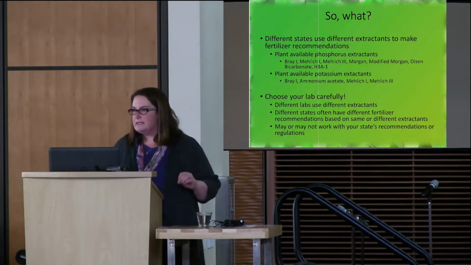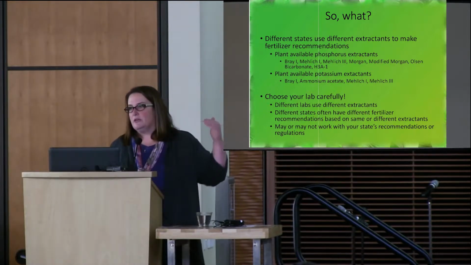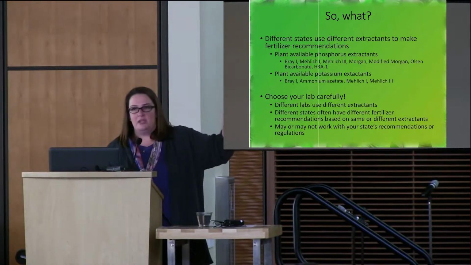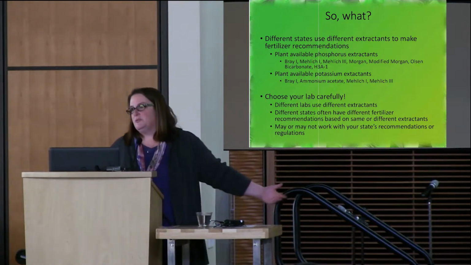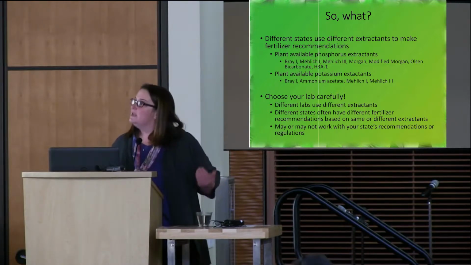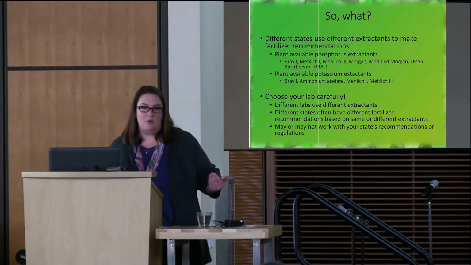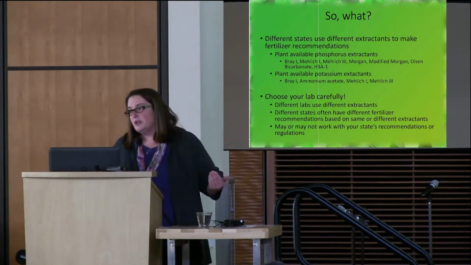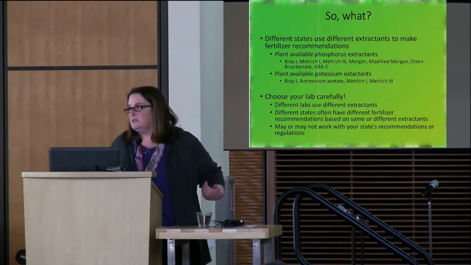In the state of Wisconsin, for phosphorus, we use Bray 1. But as you look through there, you notice that there's also Mehlich 1, Mehlich 3, Morgan, modified Morgan, Olsen bicarbonate, H3A1. There are tons of different extractants out there that can be used. Different labs will use different ones. So if you're in the southeast, you might have a Mehlich 1 or 3. If you're in the northeast, you're looking at a Morgan or modified Morgan. If you're out west where the pHs are high, maybe it's an Olsen bicarbonate.